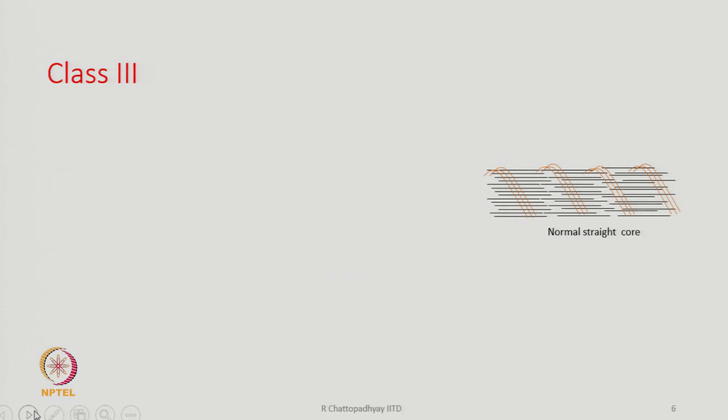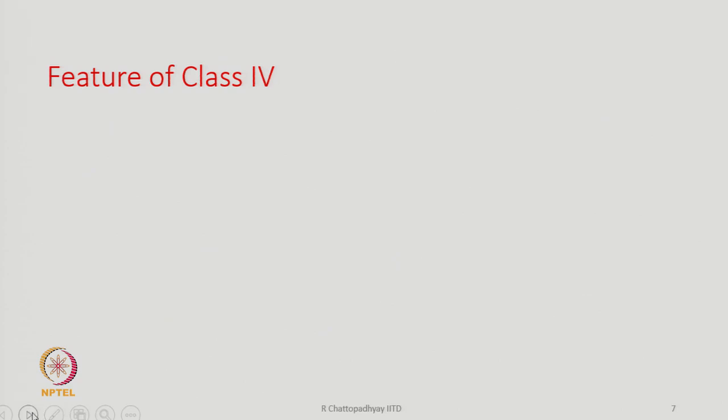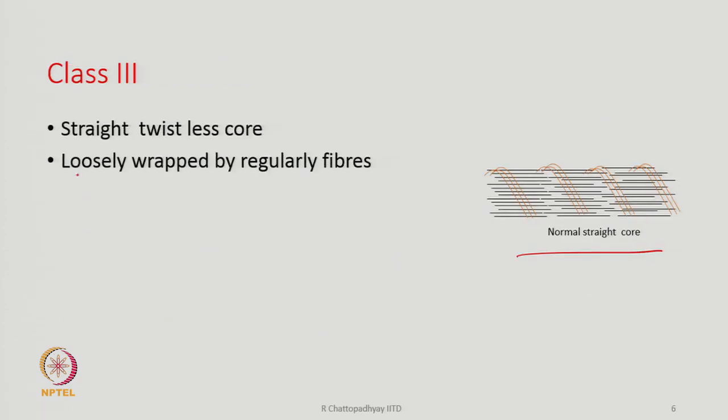Then I come to the next part. The diagram is shown here: normal straight core, and there are wrappers also. So, the core is twistless, fibers are parallel, and it appears there is no twist, no twist is trapped. Only we find there are wrapper fibers at regular intervals. And these fibers which are wrapping it may be a little loose. So, this kind of place can also be seen in the yarn.